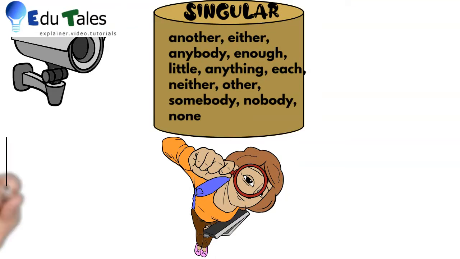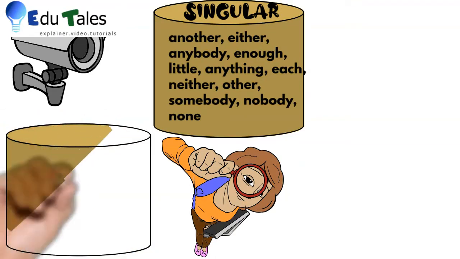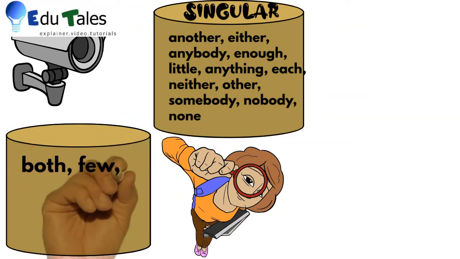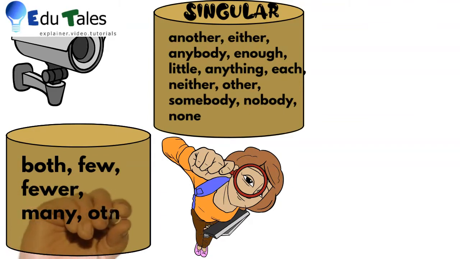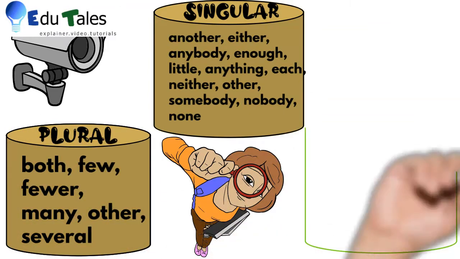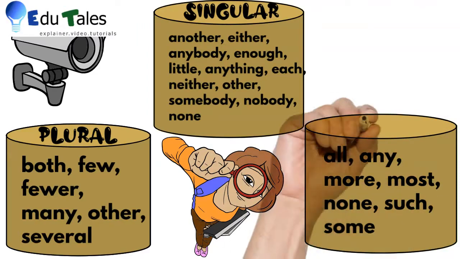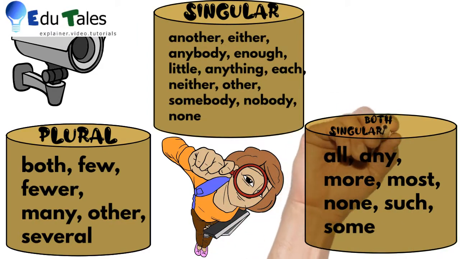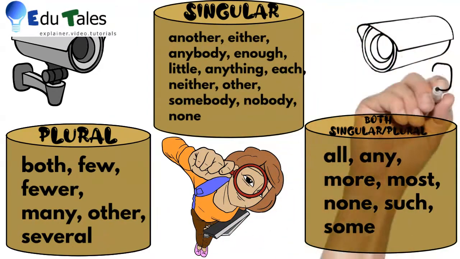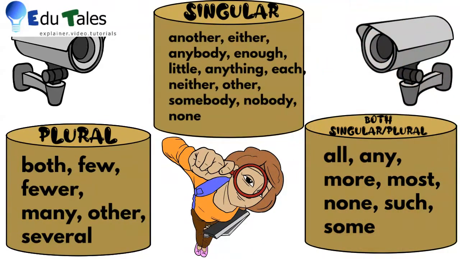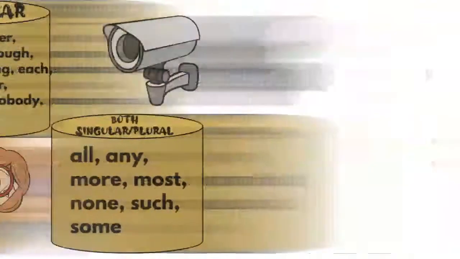All these are used singularly, whereas words like both, few, fewer, many, other, several are used as plurals. All, any, more, most, none, such, some are the words which are used in singular as well as plural forms.